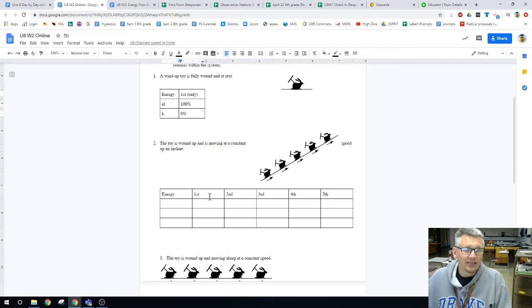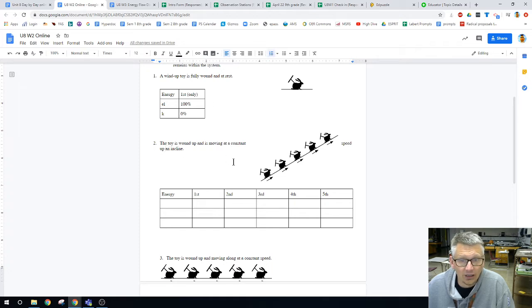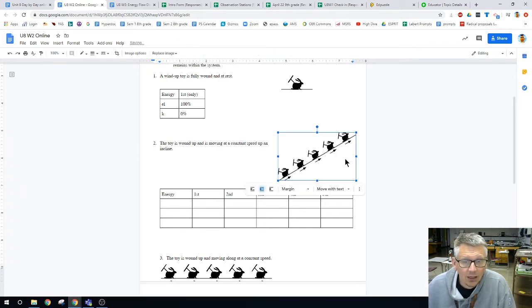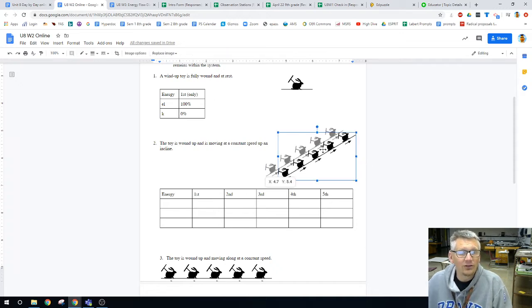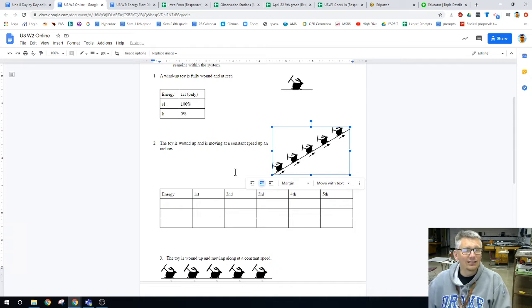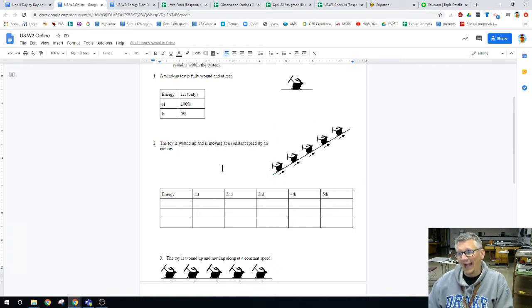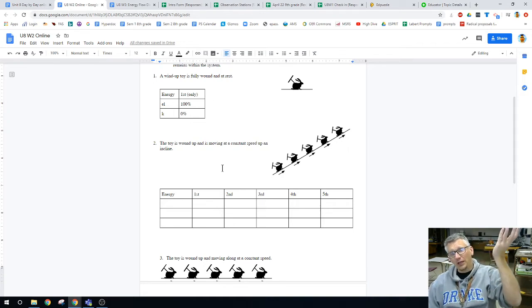So number two is a toy is wound up and is moving at a constant speed up an incline. I'm sorry, I had to move my diagram. Now, for it to be moving at a constant speed, what that's telling us is we don't have to add kinetic energy into it. If the kinetic energy was going up, we could put it in there. But seeing it's at a constant speed, we really don't have to.